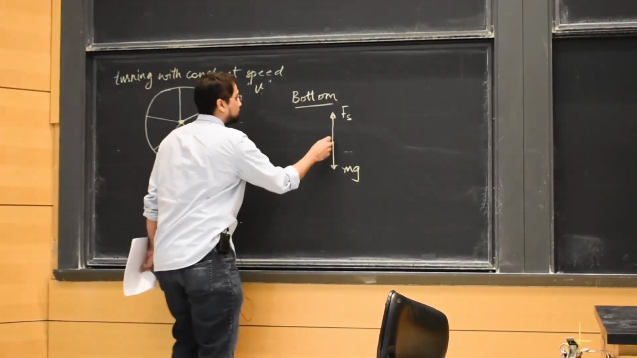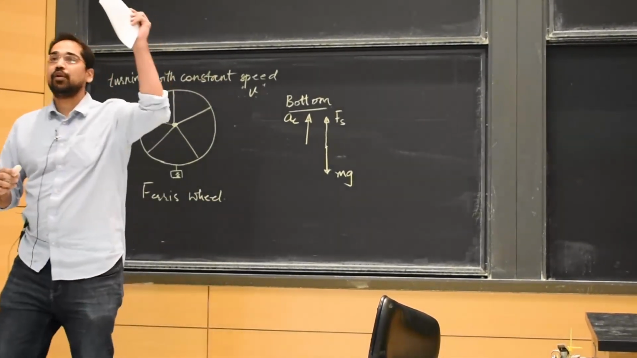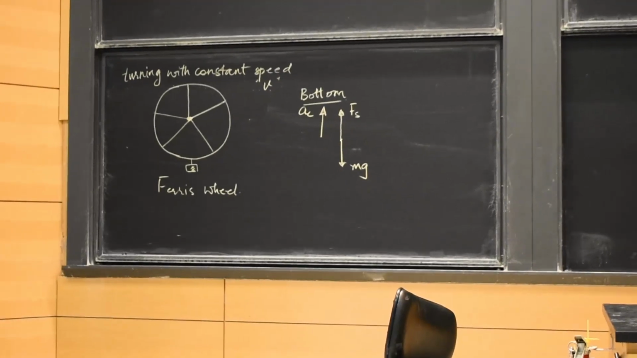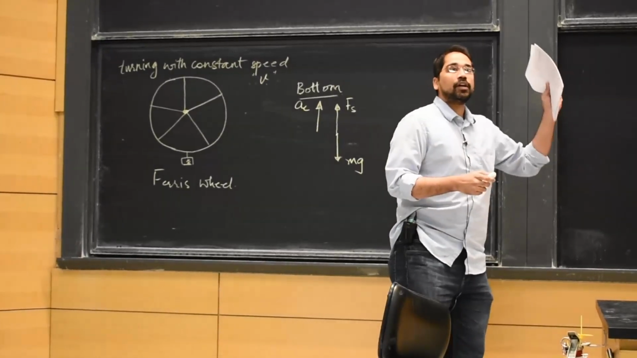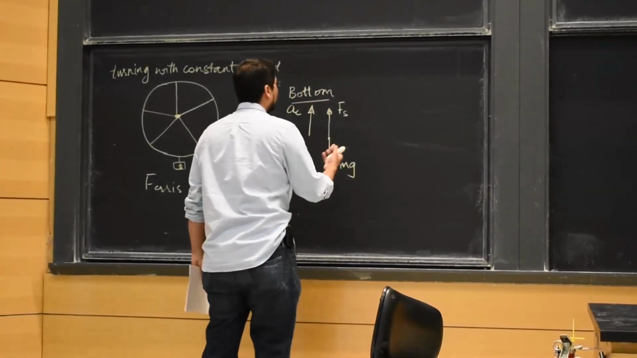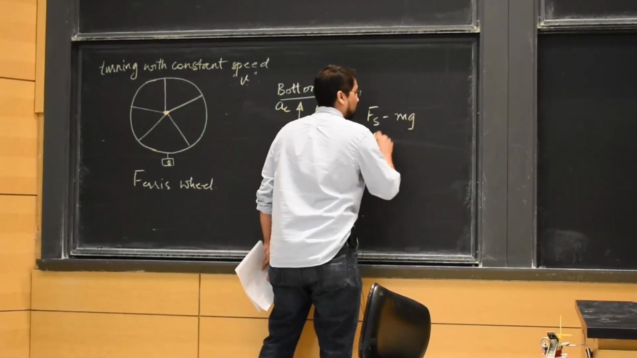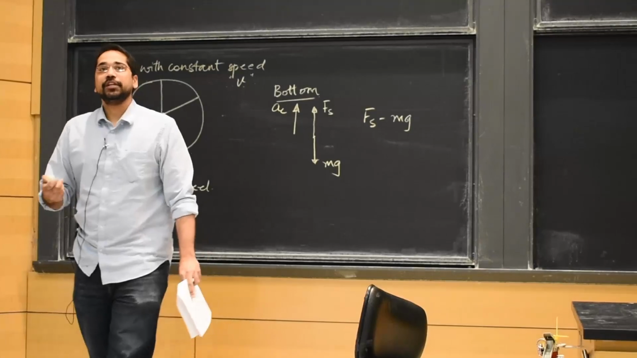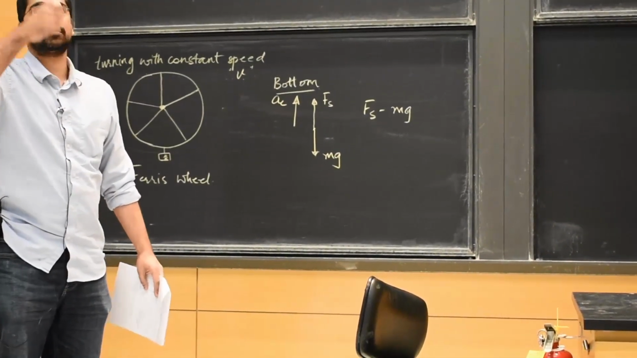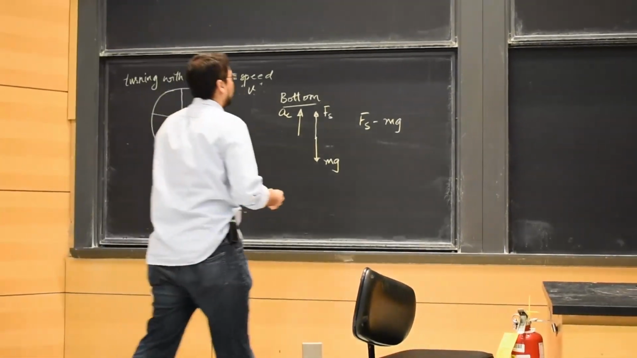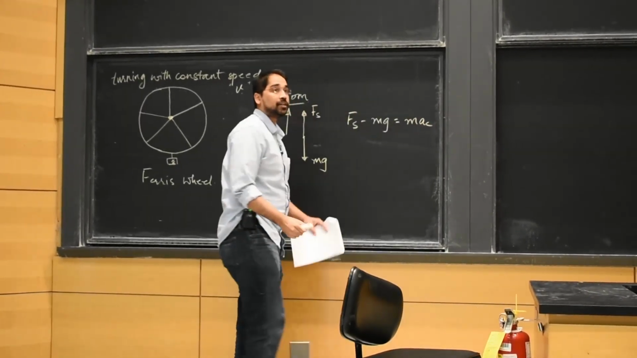So if I'm at the bottom, the acceleration would point vertically upward. And again, I'm assuming that any vector pointing vertically upwards is positive. So let me write down Newton's laws for this. Plus Fs and minus mg. Plus Fs because the normal force pushes me up. Minus mg because gravity tries to pull me down. This must be equal to m a_c.